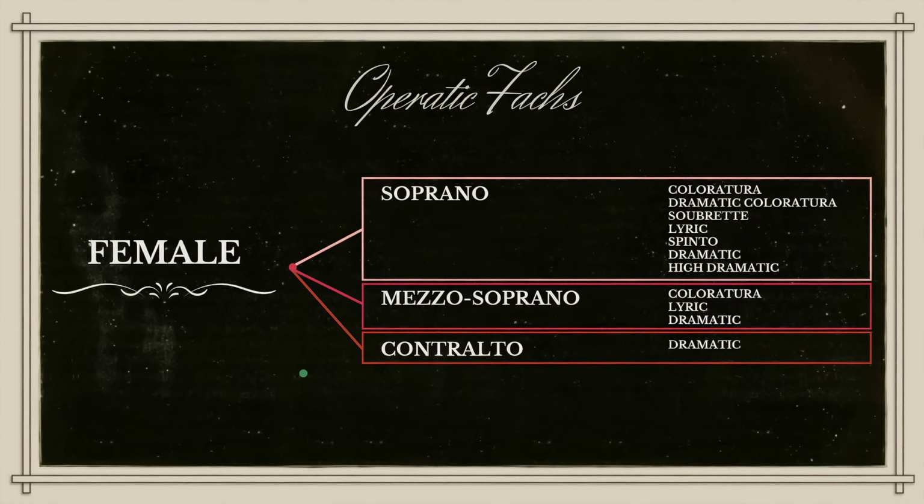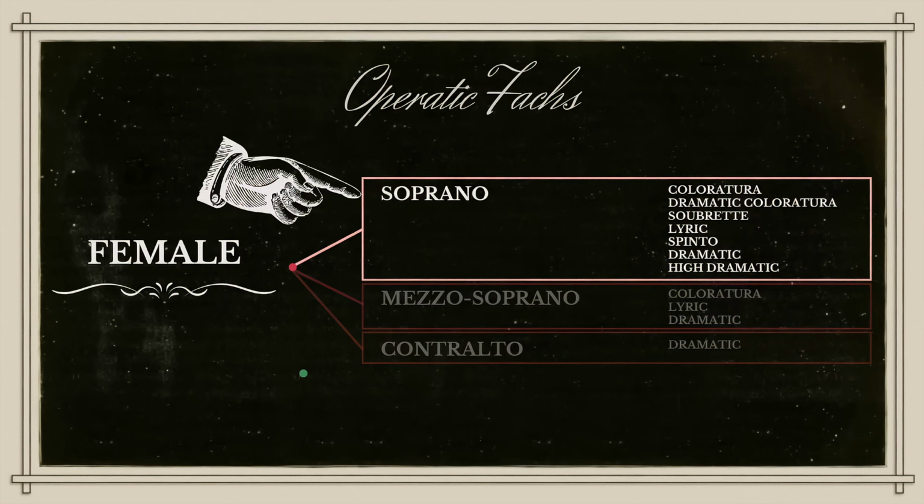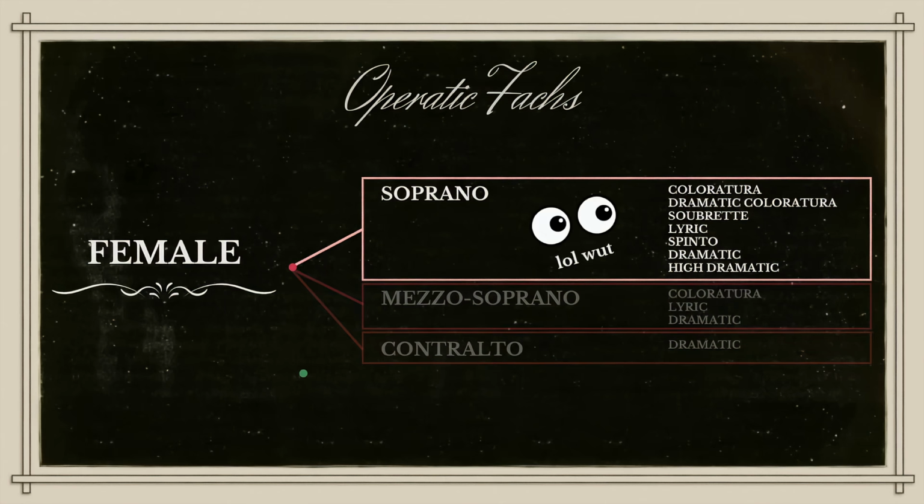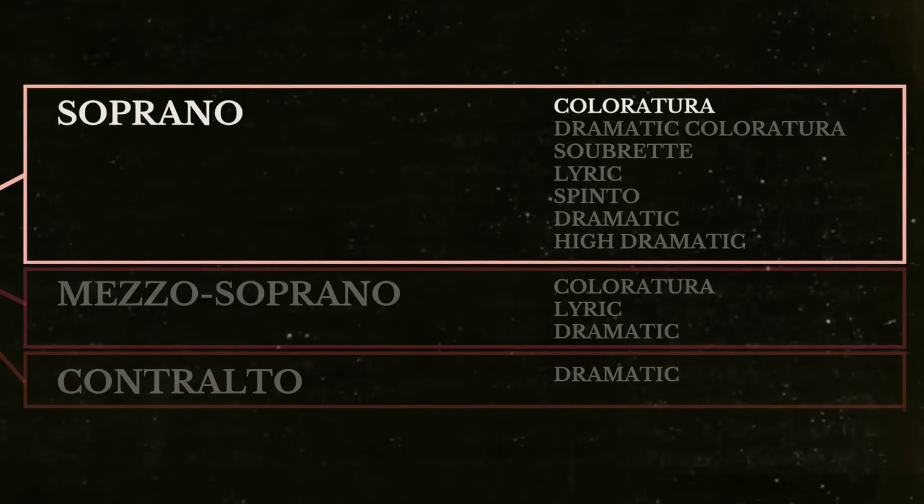So from top to bottom, we have sopranos, mezzos, and contraltos. So 3 different voice types in the female category. Sopranos obviously have the craziest extra amount of voices, so we'll start here with the coloratura.